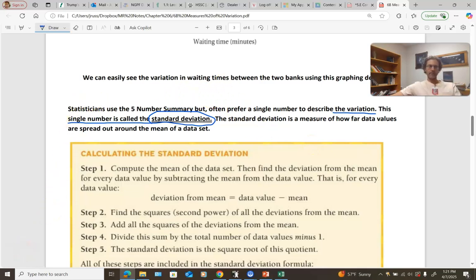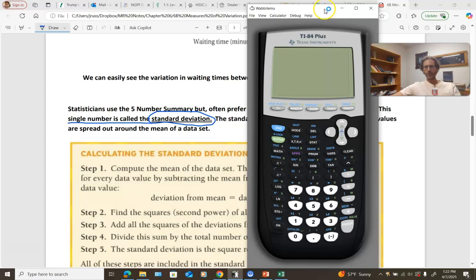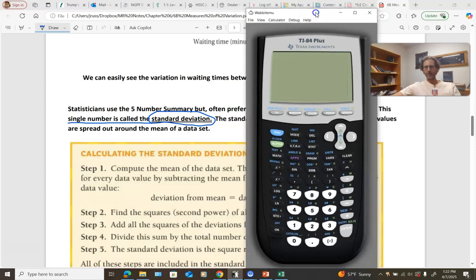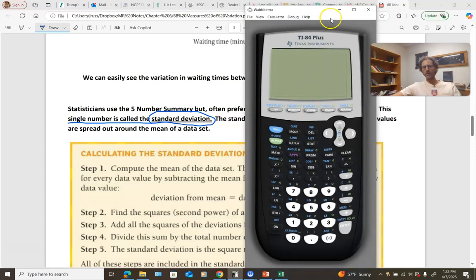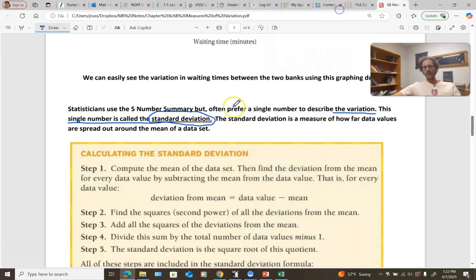And by the way, guys, you are definitely going to want to use your calculator or an app on your phone, or you could also use Excel to find the standard deviation of these data sets, because if not and you're trying to do it by hand, it involves a lot of calculations.